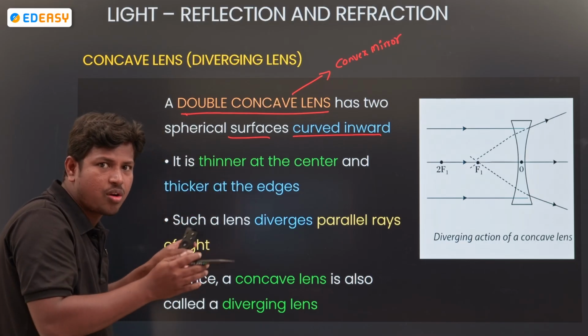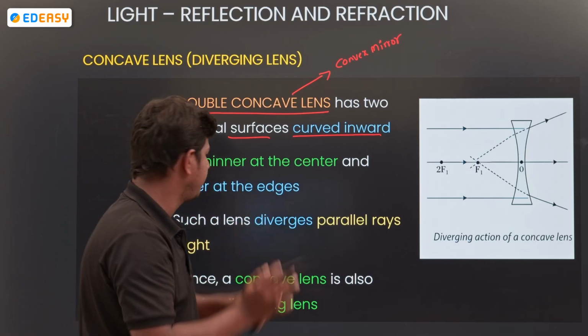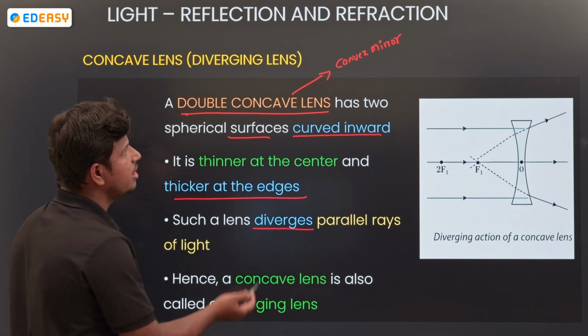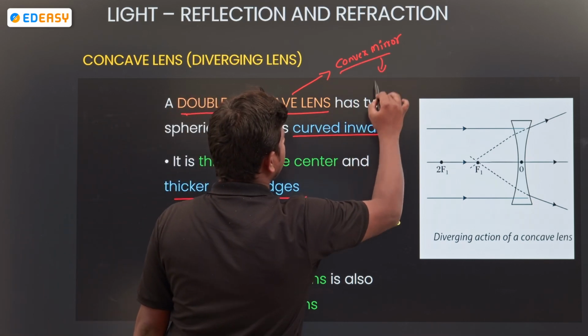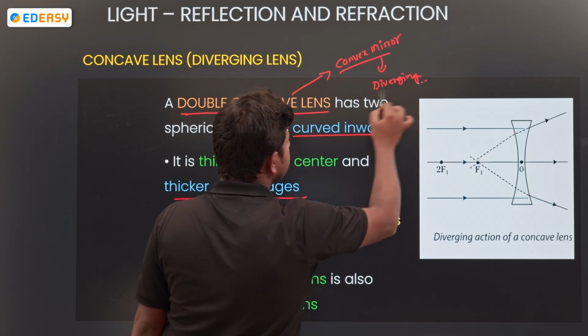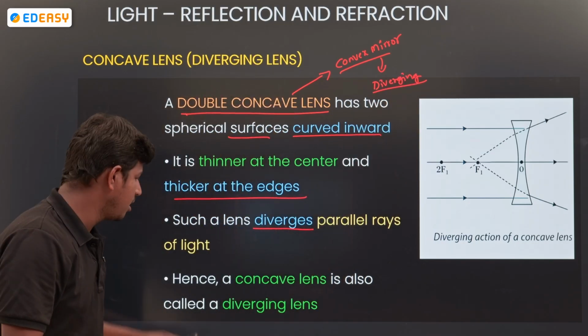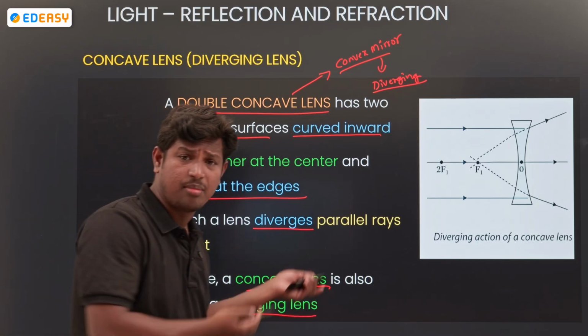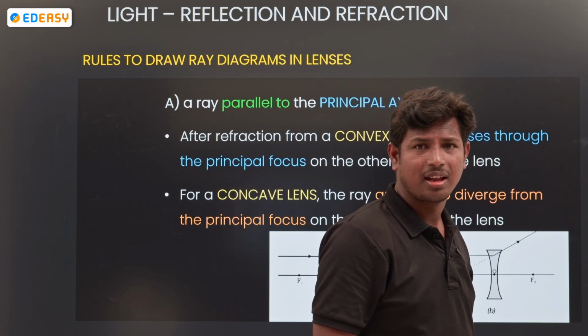That is the difference: curved inward, curved outward, thicker at the edges, and it will be divergent, because a convex mirror is a diverging mirror only. Here, concave lens, diverging lens, same like a convex mirror.